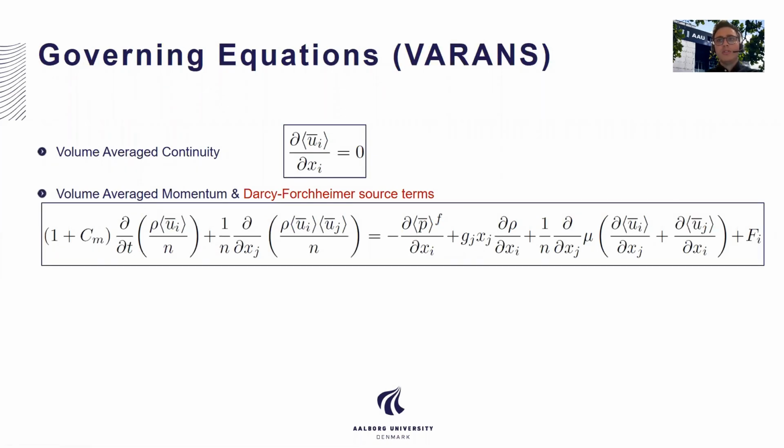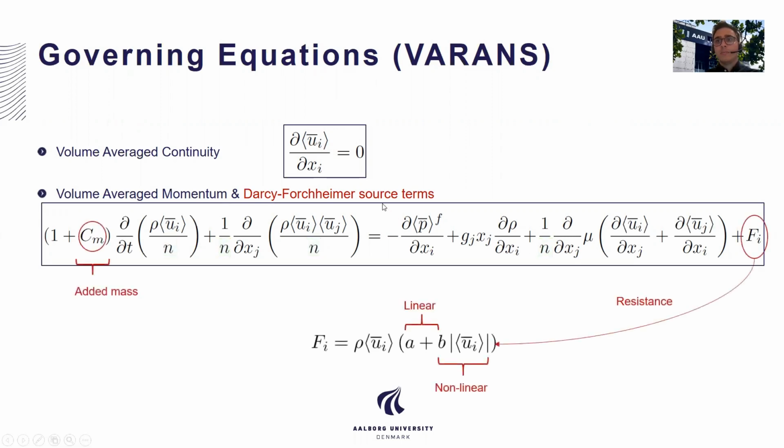Regarding the governing equations, these are the volume averaged RANS equations. Continuity is not affected from the volume averaging apart from this volume average velocity value. However, this is not the case for the momentum equation. Here you can see that porosity divides various terms like the temporal advection and the diffusion term, while you can also observe some source terms that stem from the extended Darcy-Forchheimer equation.